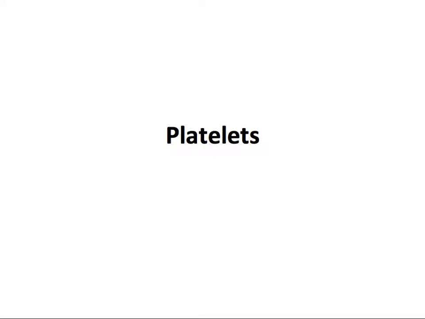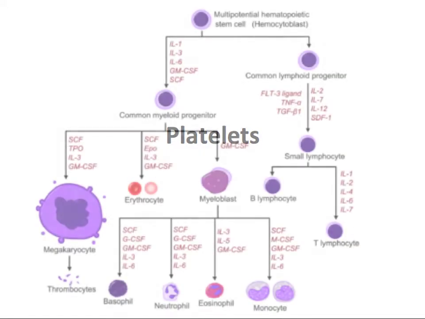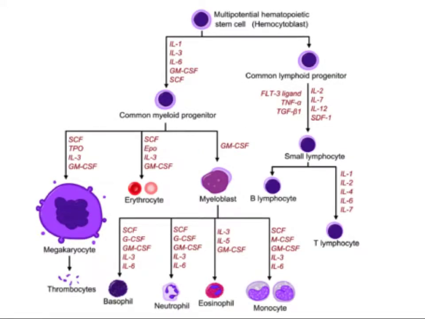Let's begin by looking at platelets. Here is an image reminding you that platelets are derivatives of the myelogenous line and come from megakaryocytes. Some of the catalysts for differentiation into a megakaryocyte include stem cell factor, thrombopoietin, interleukin-3, and granulocyte monocyte colony stimulating factor.